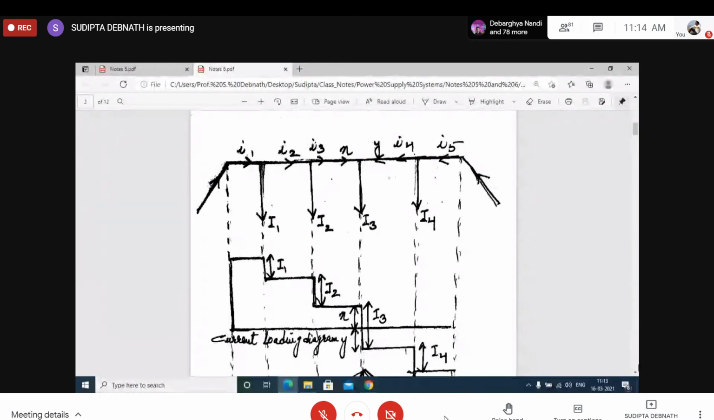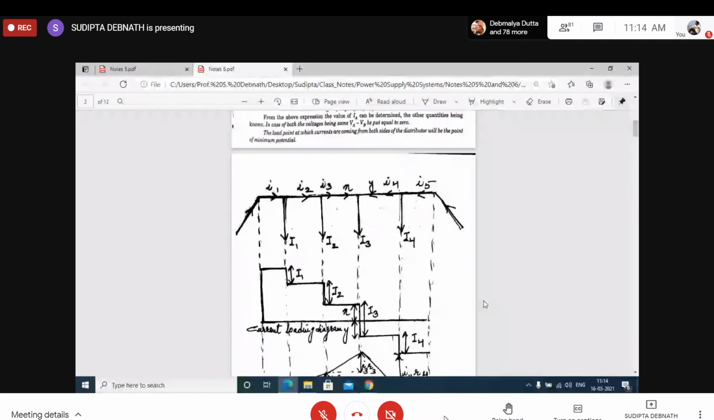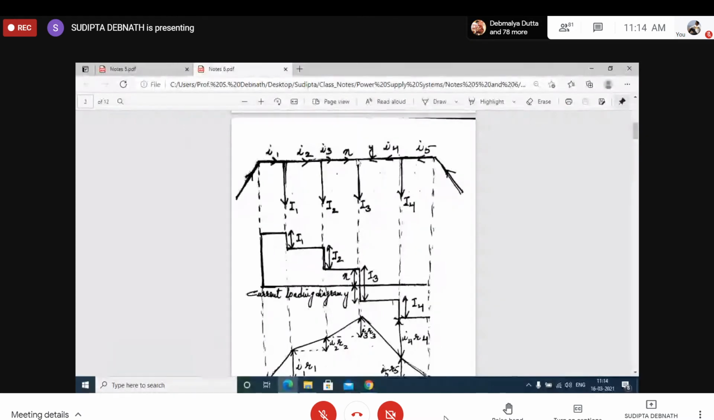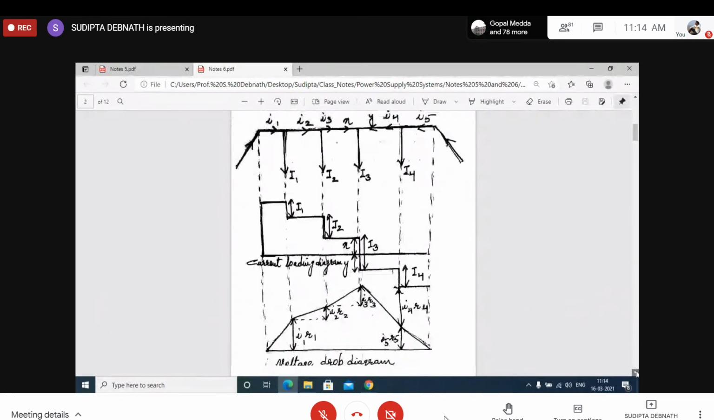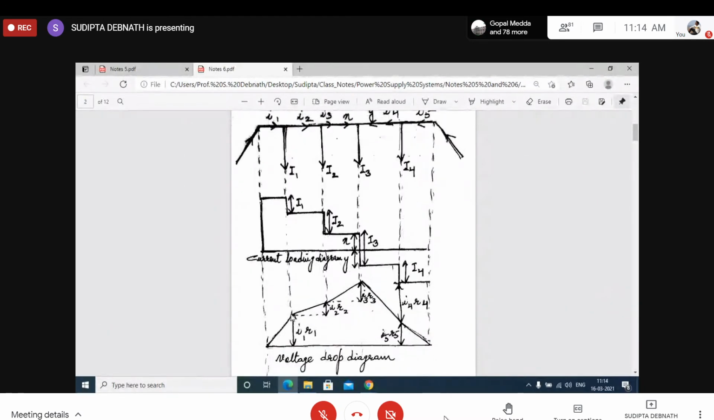In the voltage drop diagram, you can identify that the voltage drop is maximum at this point, isn't it? Because this is the point of minimum potential. So the voltage drop will be maximum at this point. The voltage drop will be I1 R1, then drop I2 R2, then drop I3 R3. Now, which one will be greater? Which one will be less? You cannot identify. Say R2 is higher.